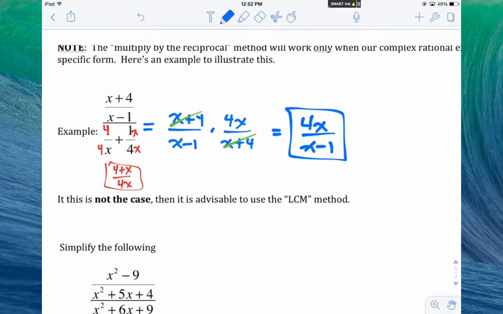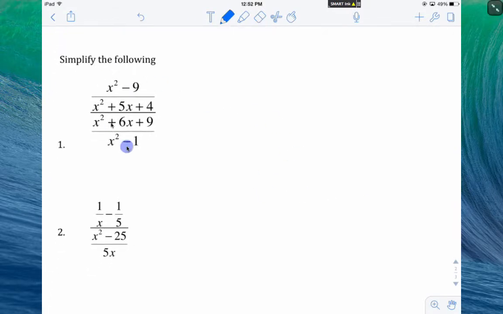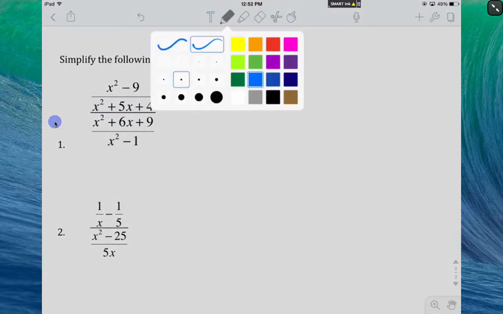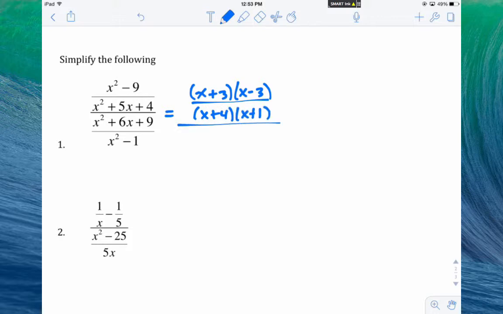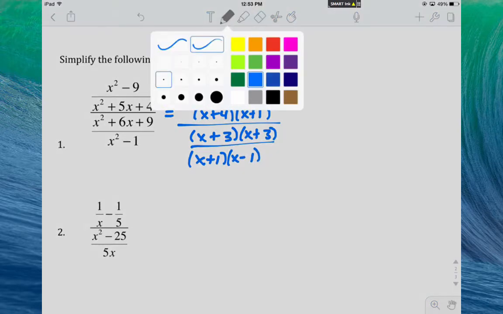But here we go. In this first example, I noticed that we have what I call a very clean complex fraction: one nice fraction over one nice fraction. I think I'm going to use the multiply by the reciprocal method. But first things first, let's factor everything. So I think we're going to have x plus 3 times x minus 3 over x plus 4 times x plus 1, all of that over x plus 3 times x plus 3 over x plus 1 times x minus 1.